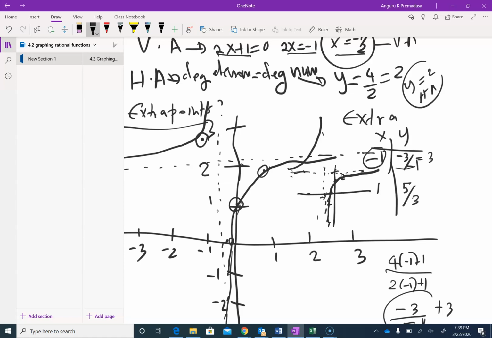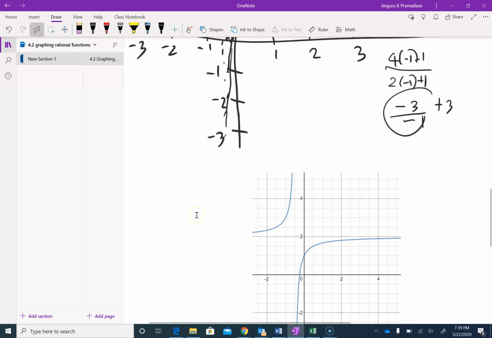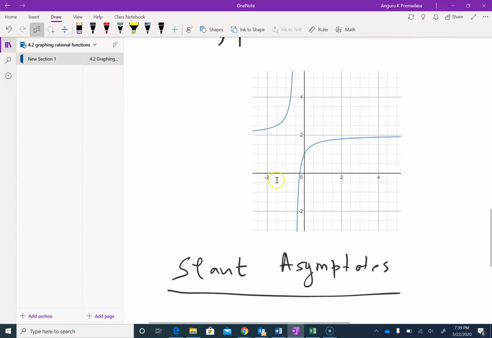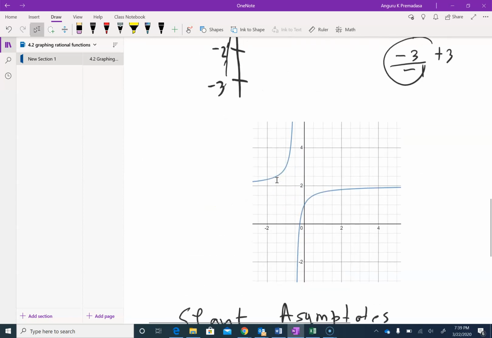Okay. So that's it for this video. And you can actually see the graph in a much better way. And we will do slant asymptotes in the next video.